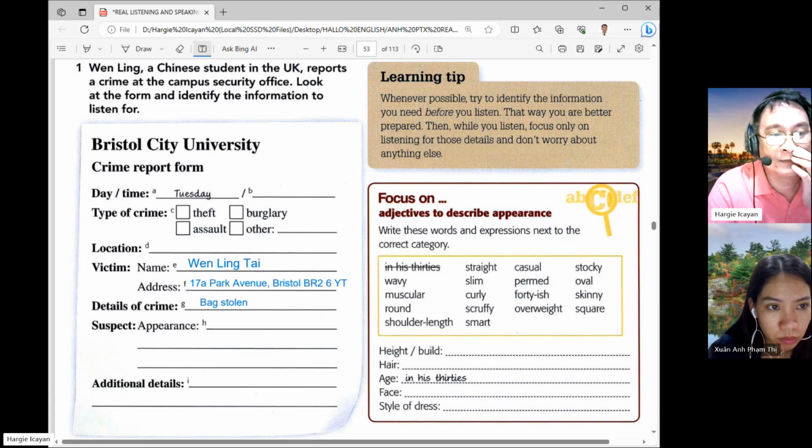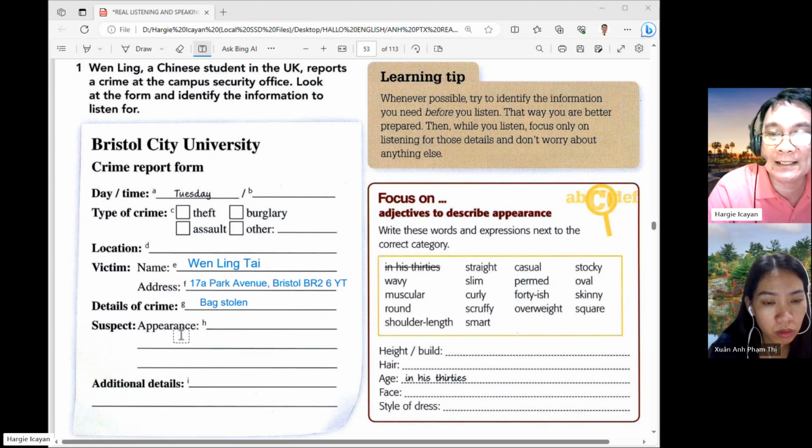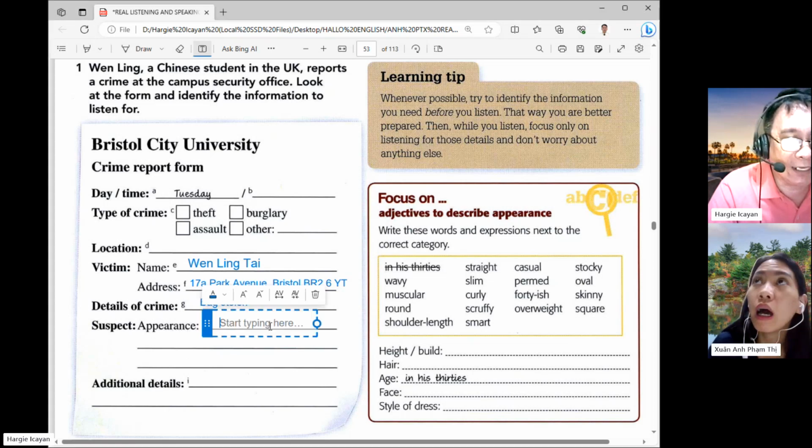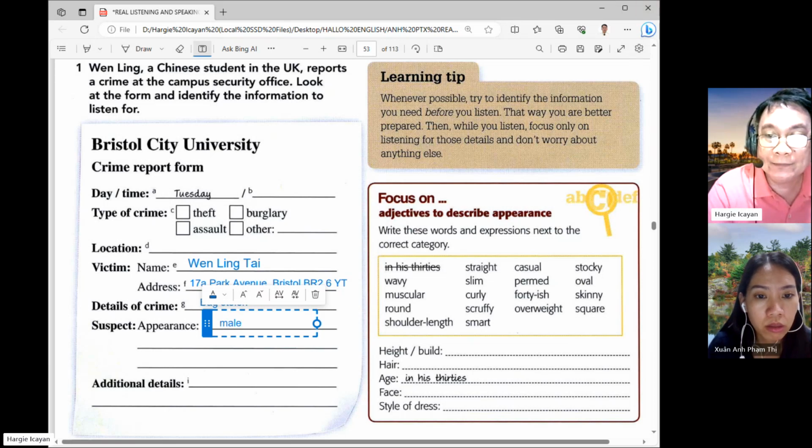I was outside the library. This man just grabbed it and ran away. I see. So when was this? Okay. So the suspect appearance, he is a man. Okay. He's a male. And then?